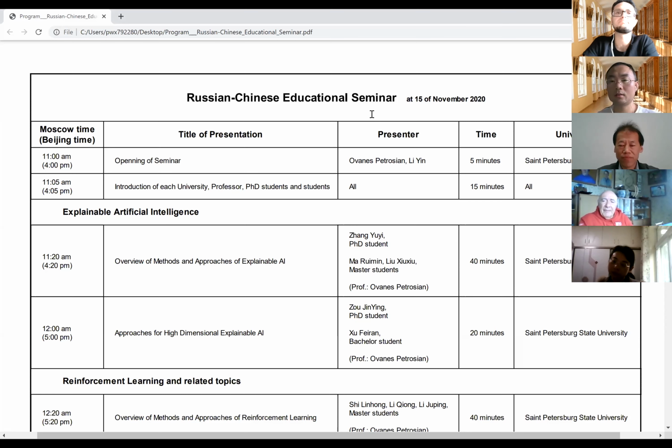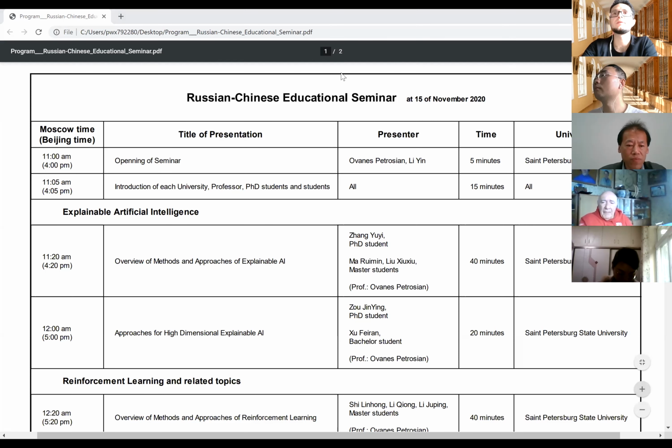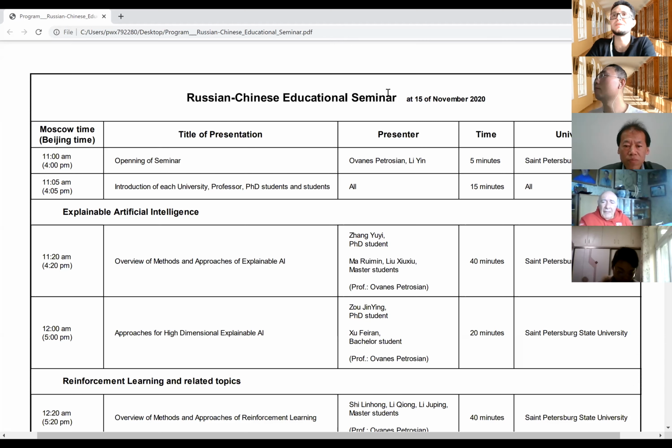So let's start with the presentations. So now we will have a 40 minutes overview of the methods and approaches of explainable AI. The presenter is Tang Yui. She is a PhD student. And also Ma Ruimin, Loic Suingsu, and they are the master students of the St. Petersburg State University. I am their professor, but I hope you will not judge their presentations too hard. So let's give them the time, and maybe they will finish in 30 minutes. So we'll have some additional time.